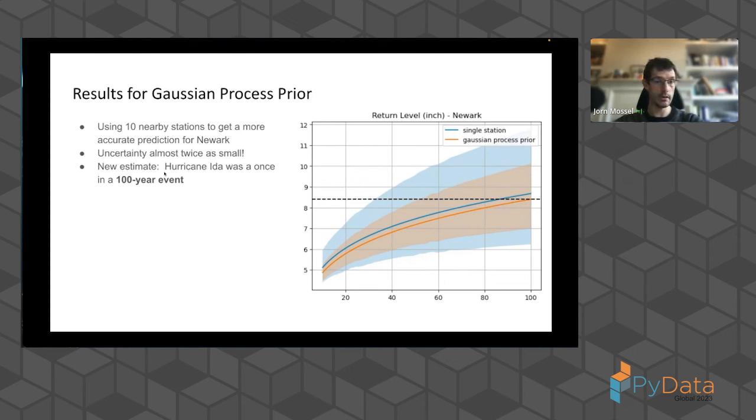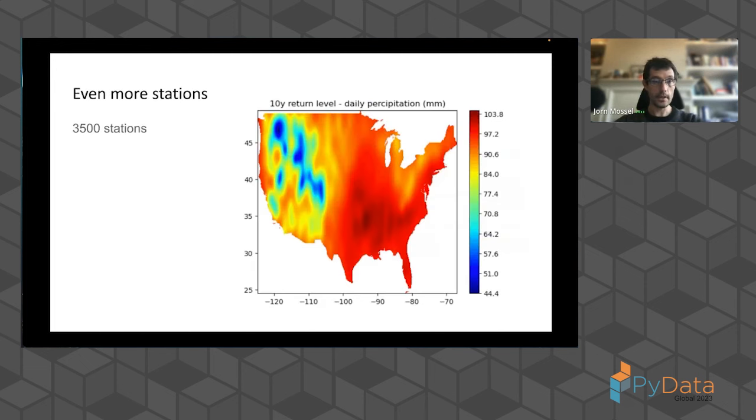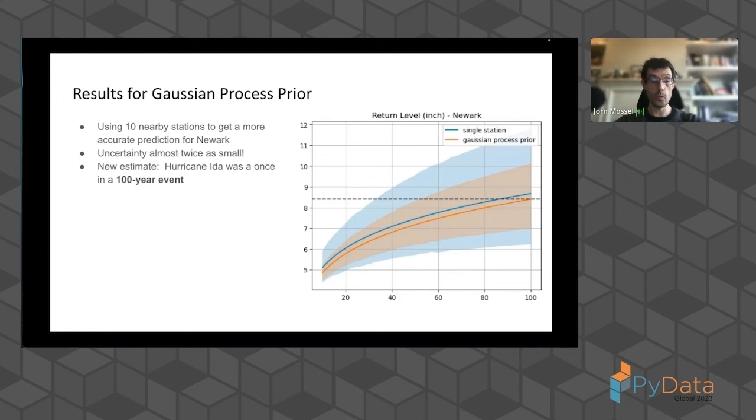Going back to the example of Hurricane Ida, our initial estimation was that it was a once in an 83-year event. Now it's actually a once in a 100-year event. Now we incorporated information of nearby stations, but as I said, the uncertainty is only half. So we have better predictions this way. There is no need to focus only on one station.